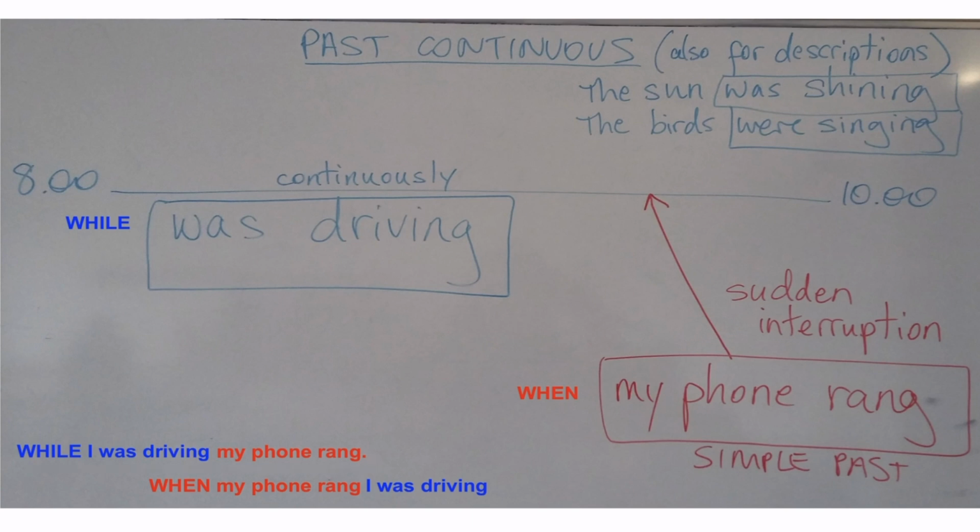Instead, I can also turn it around and say, when my phone rang, I was driving. And here we have the complete sentence. When my phone rang, I was driving. In both cases, blue indicates the past continuous tense and red indicates the simple past. So after when, you will always use the simple past in this kind of sentence, and after while, you will always use the past continuous tense.